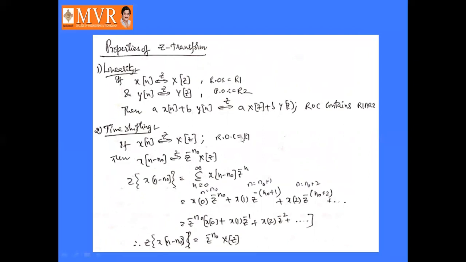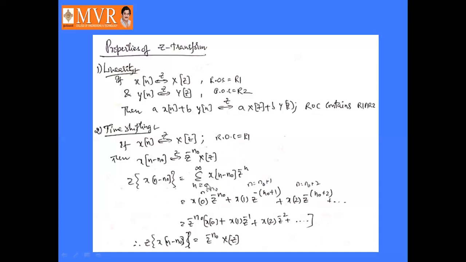Here ROC is R1. Then the z transform of x of n minus n naught will become z power minus n naught into x of z. The transform of x of n minus n naught is equal to sigma n equal to 0 to infinity x of n minus n naught into z power minus n.